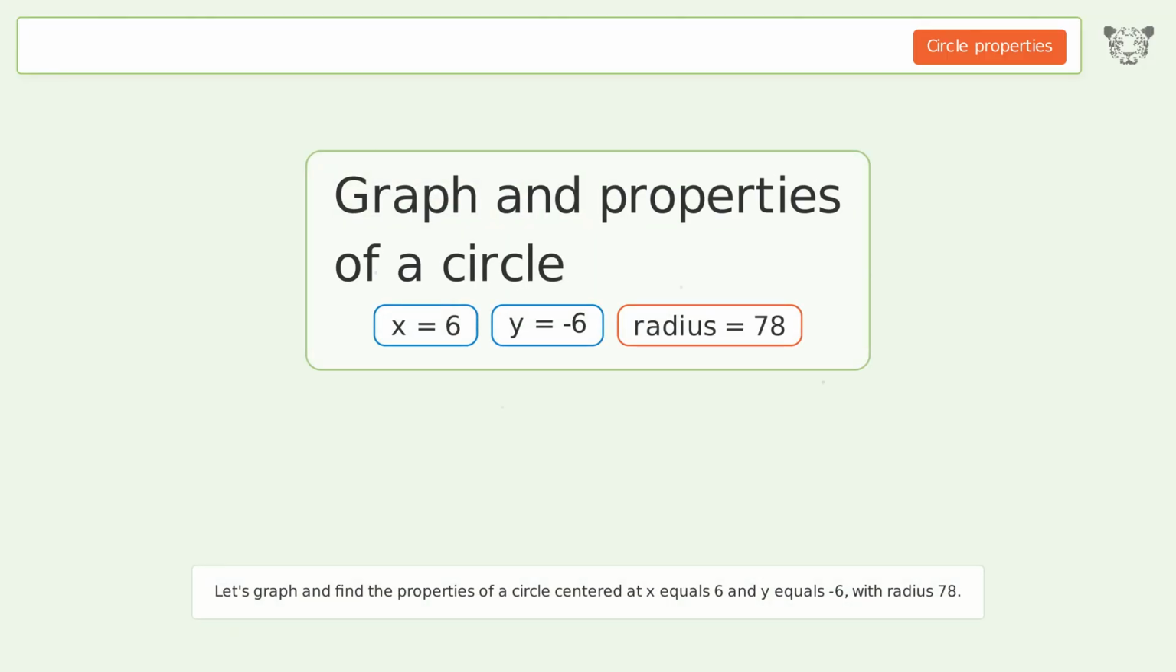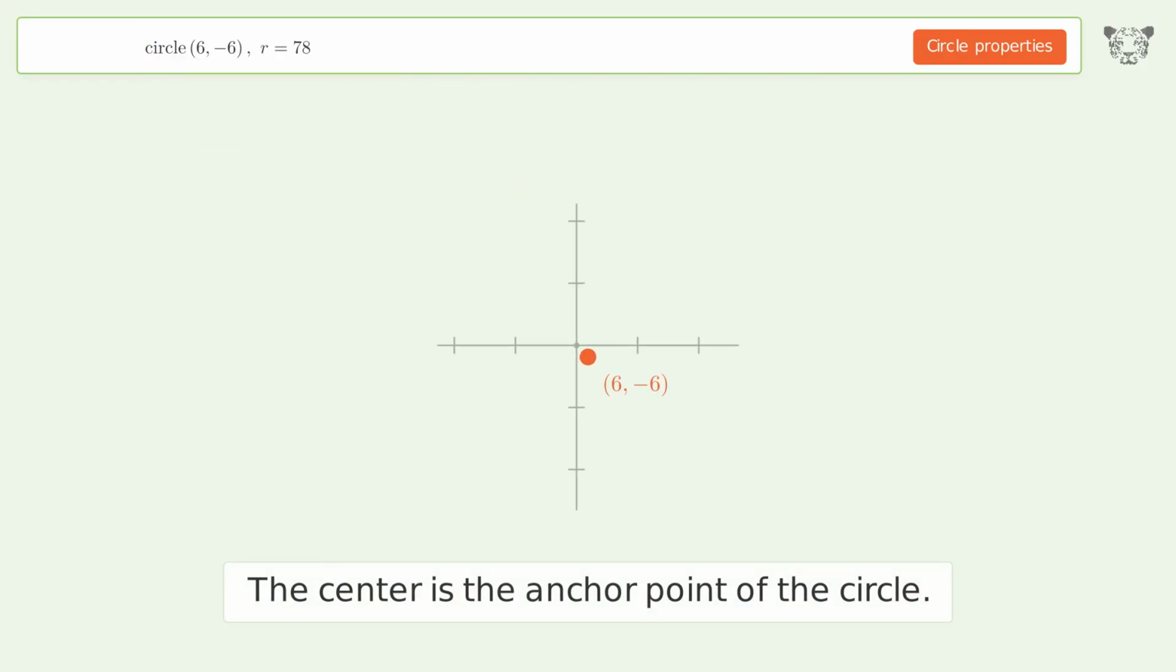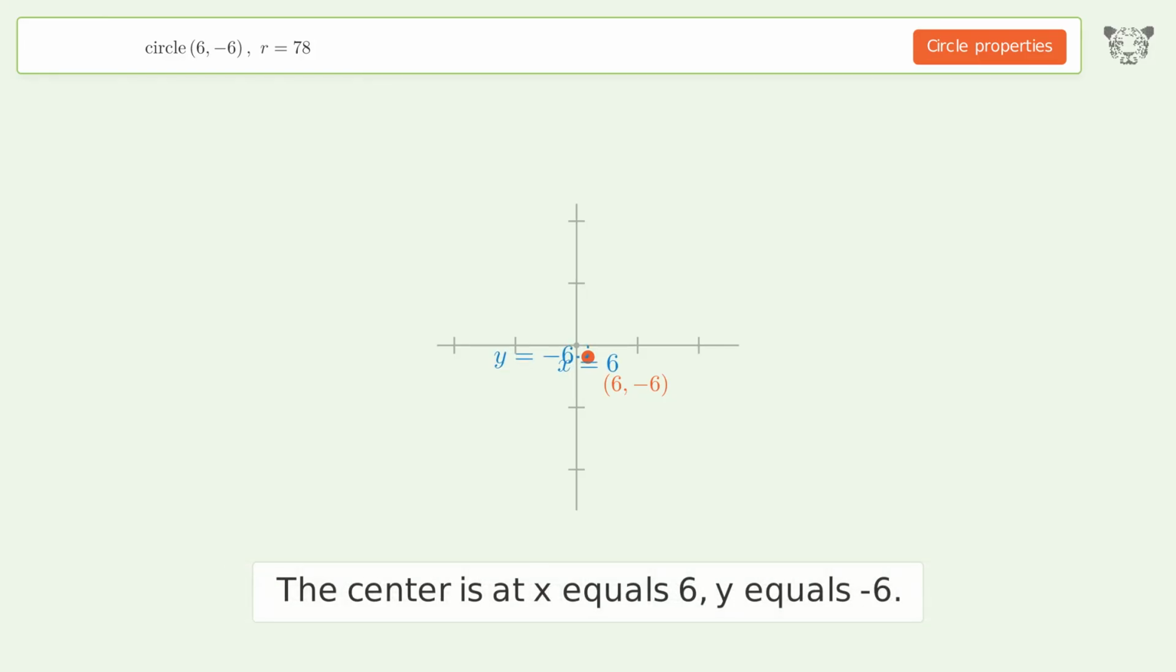Let's graph and find the properties of a circle centered at x equals 6 and y equals -6, with radius 78. The center is the anchor point of the circle. The center is at x equals 6, y equals -6.